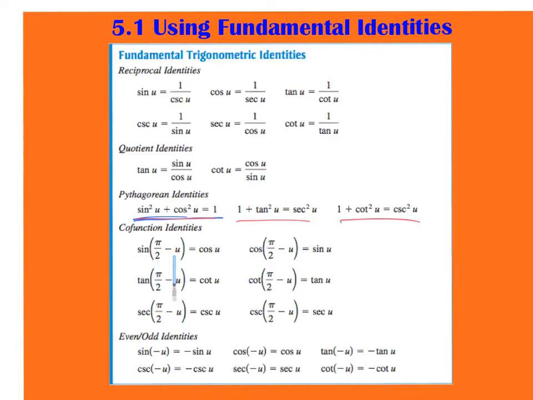Sine of pi over 2 minus u is also cosine u. So every now and then you need to know its cofunction. Now, in cofunction world, sine goes with cosine. So if you have pi over 2 minus u, that's sine, if you have the cosine of it. All right, so these are your cofunction identities.